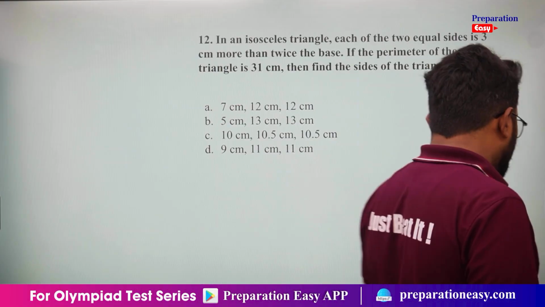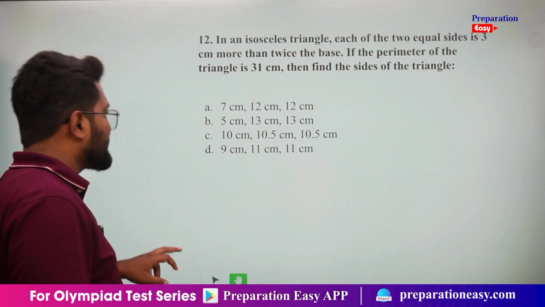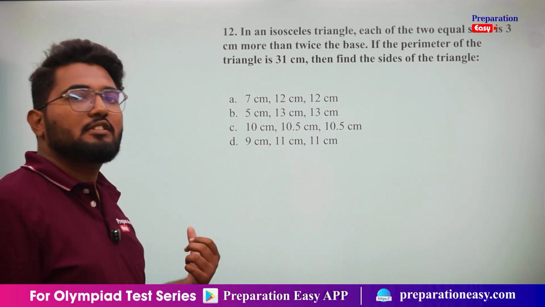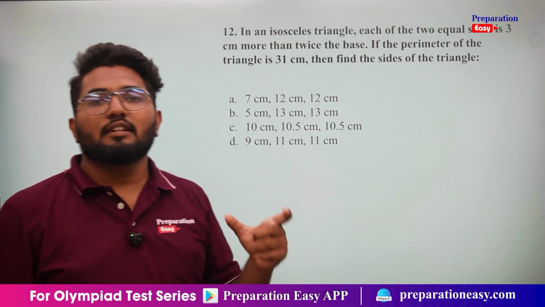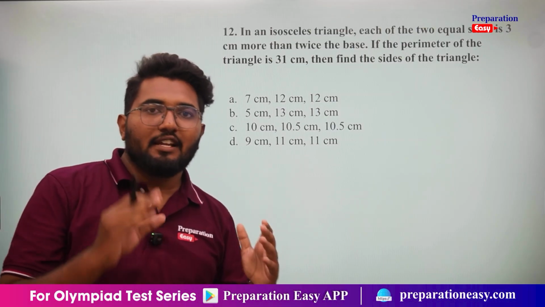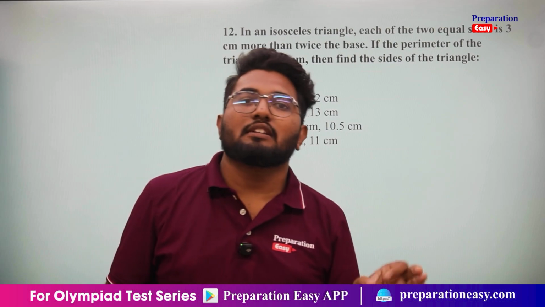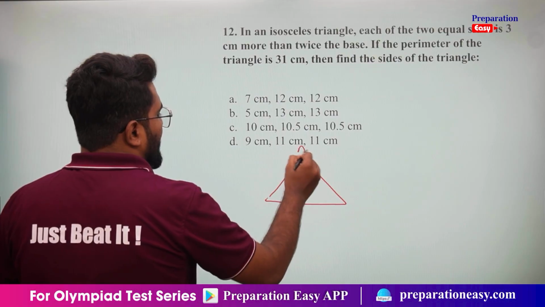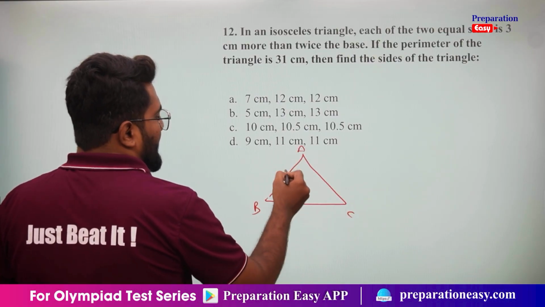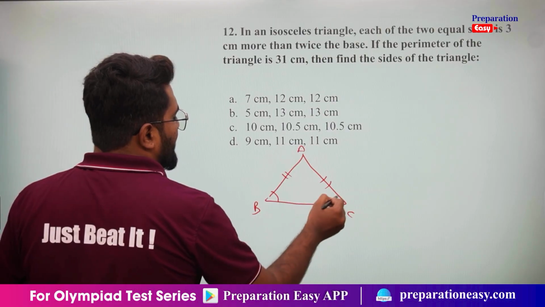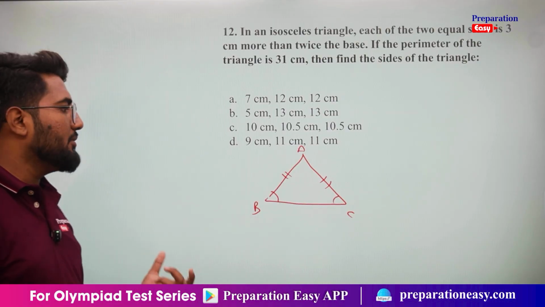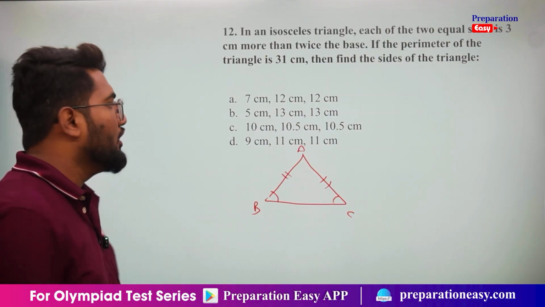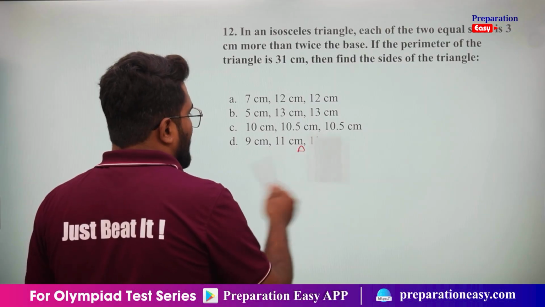Let's move towards the next question. What is the next question? In an isosceles triangle, what are the properties of an isosceles triangle? An isosceles triangle has two sides equal and the angles opposite to those sides are also equal. Let's suppose this is an isosceles triangle ABC, where AB equals AC, then angle B will become equal to angle C.